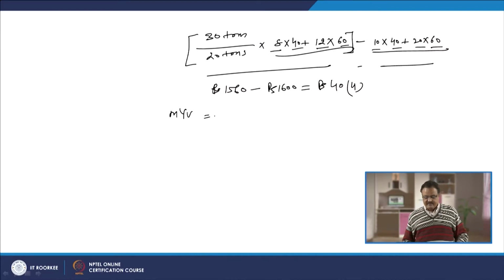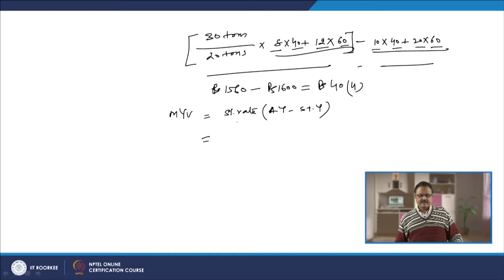In the material yield variance, as I told you, the formula is standard rate into actual yield minus standard yield. We do not know the standard rate, we have to calculate it, because it is the standard cost of standard output divided by the net standard output. So, for this reason we have to calculate this rate.